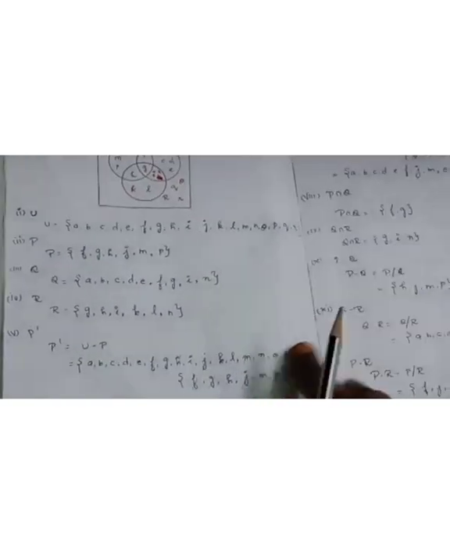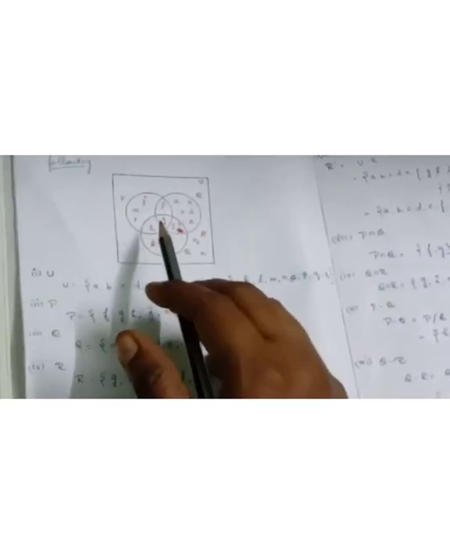But if the diagram is given, you can easily find the answer straightaway. P dash is nothing but in the universal set, all the common terms of the P set will be cancelled. The remaining universal set is the answer. So you see this figure. This is the universal set. The full set is called the universal set. In that universal set, U minus P means the common terms of P are all cancelled. The remaining universal set is the answer.